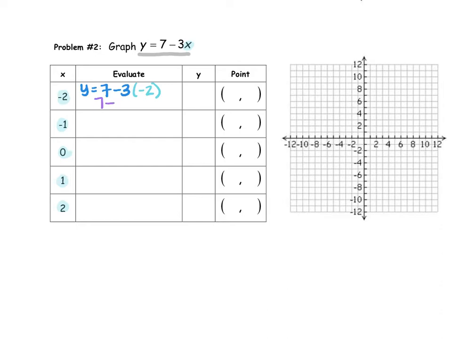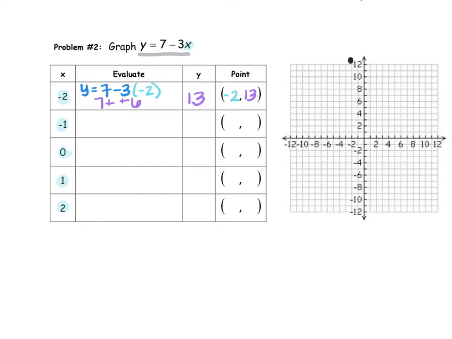7 minus 3 times -2 is -6. When I subtract a negative, I'm really adding. 7 plus 6 is 13. So that is the point -2, 13. I'm looking at the graph. That's actually a little bit off the grid here. -2, positive 13. It's about right here.